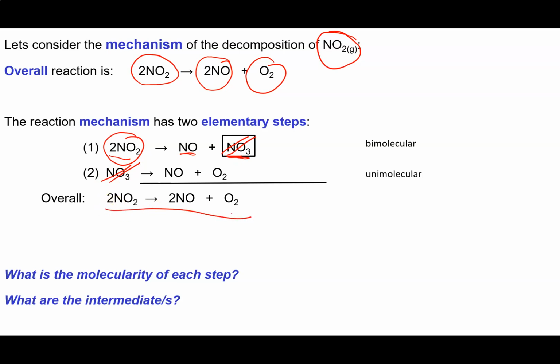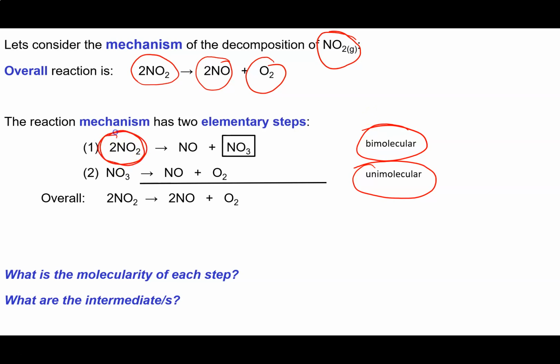So what is the molecularity of each of these steps here? In the first step, I've got 2 particles involved, so it's bimolecular. In the second step, I only have 1 particle involved, so it's unimolecular. Note that whether it's uni, bi, or termolecular only depends on whether there are 1, 2, or 3 particles involved. It doesn't mean that they have to be different types of particles. So here I've got 2 of the same particle involved in this step, but it is still bimolecular.